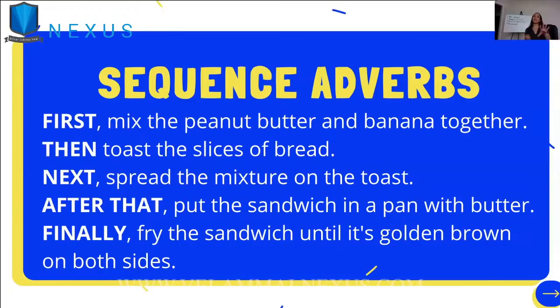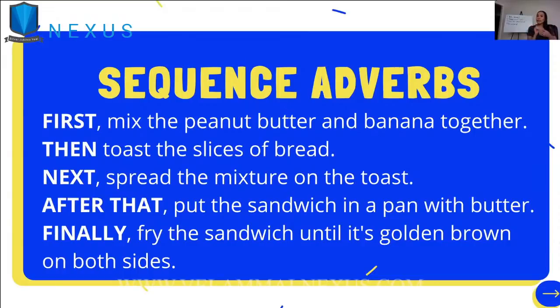Okay, so the sequence adverbs that we are going to use today are the words we use to indicate that this step is number one, this is number two, this is number three, and this is the last one. So those are the sequence adverbs, or adverbs of sequence, that we are going to be using today, to cover grammar and to cover recipes, okay?